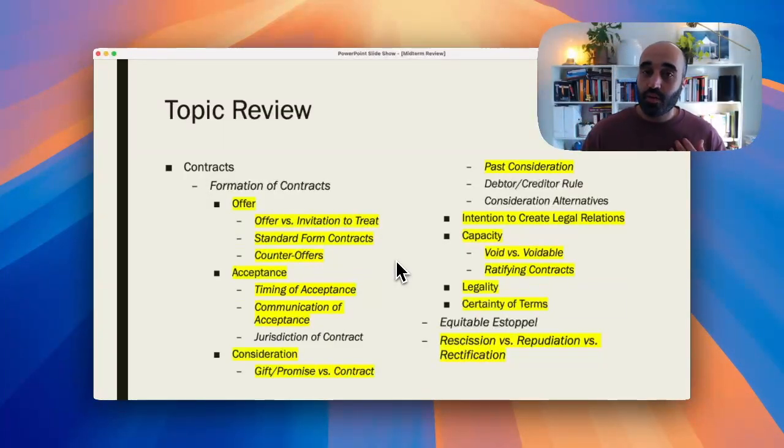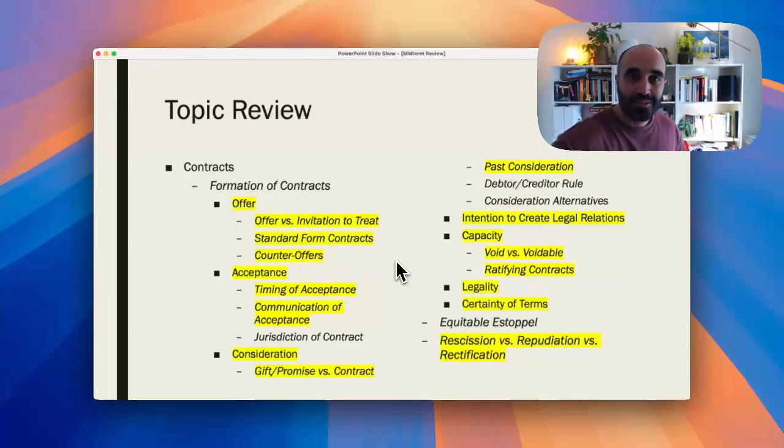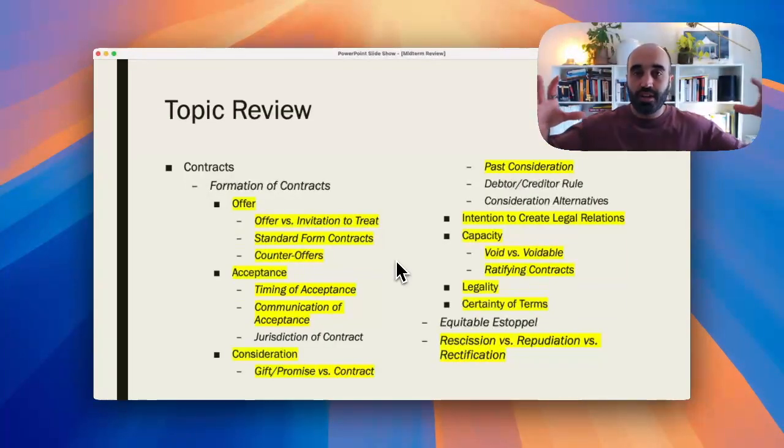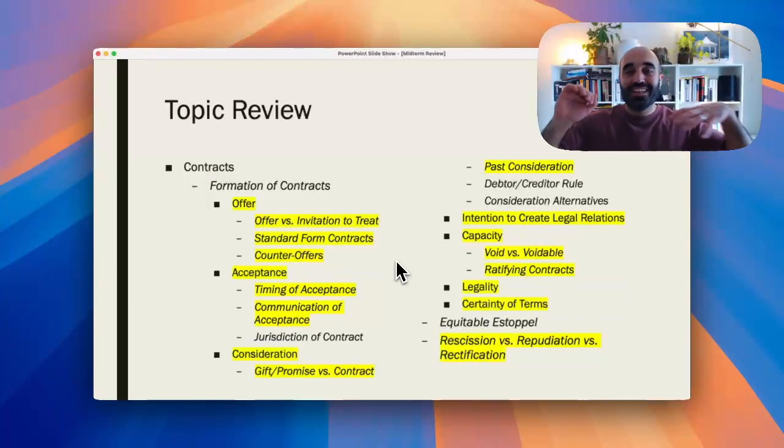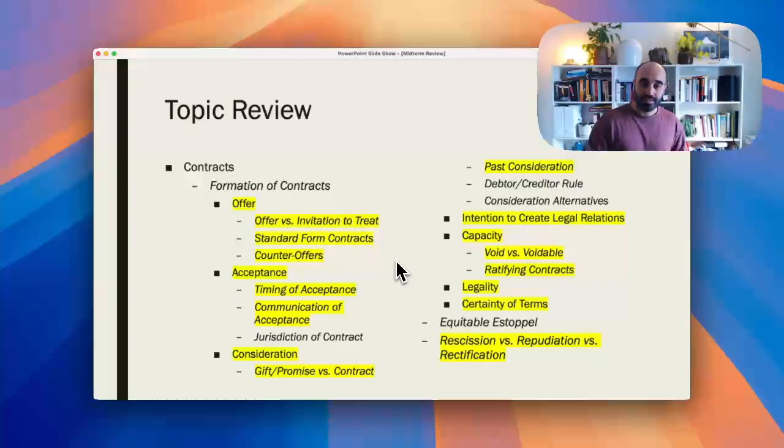We then talked about equitable estoppel. Recall, this can only be used as a shield, and what you are arguing is that the other party is stopped from raising an argument, and that's because the parties were already in a contract. One of the parties made a promise without consideration, right? And the other party reasonably relied on it, and it would now be unfair for the parties to go back on that position. We then talked about rescission, repudiation, rectification.